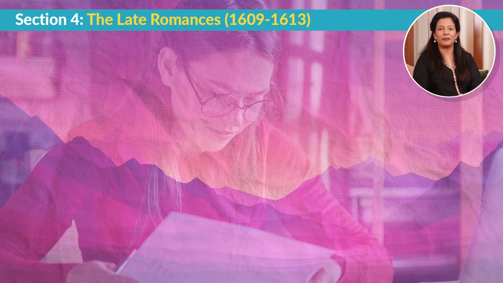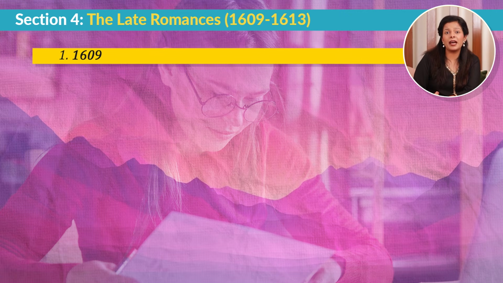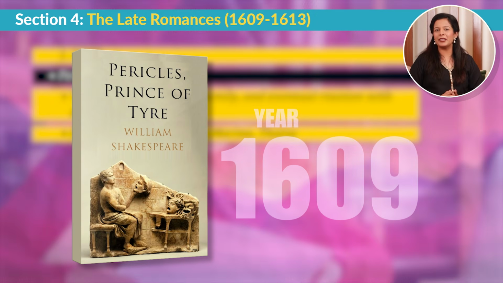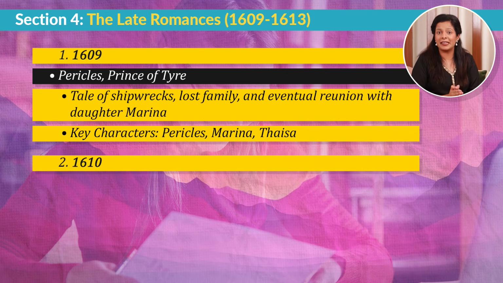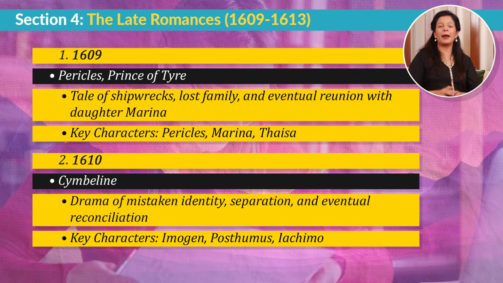Now we come to the last phase of Shakespeare's works, late romances from the year 1609 to 1613. In his final years, Shakespeare turned to stories of forgiveness, magic, and emotional resolution. These plays are often called the romances. There are 6 in total. In 1609, Pericles, Prince of Tyre was written. This play tells the story of a man lost at sea who is eventually reunited with his daughter Marina. In 1610, we have Cymbeline, a story of mistaken identity, lost love, and reconciliation. Imogen and Posthumus are the main characters.